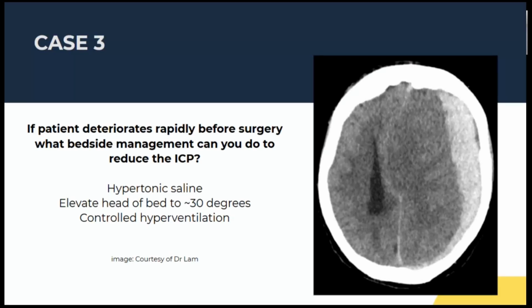And the final thing you can do is hypertonic saline, and this works because it creates an osmotic gradient. So you're pulling all the water from your swollen brain tissue into the blood, into the intravascular space, and then you're reducing the edema on the brain. So that's very well done, guys. You answered all the cases very well.